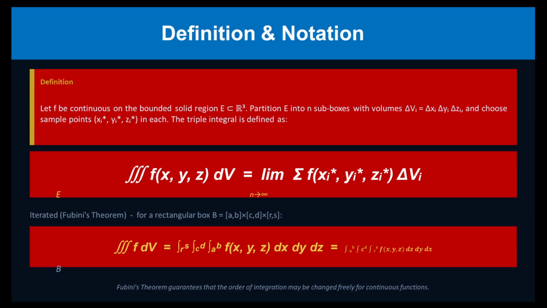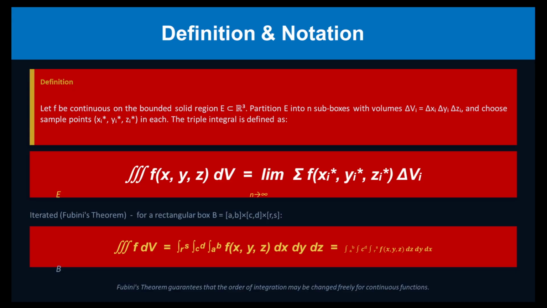So now let's see the mathematical definition of triple integrals. Suppose f is a continuous function over the solid region E. We divide E into many small boxes, as we talked about before. This process is represented mathematically using limits. Now another important concept here is Fubini's theorem. Fubini's theorem tells us that for continuous functions, we can change the order of integration.